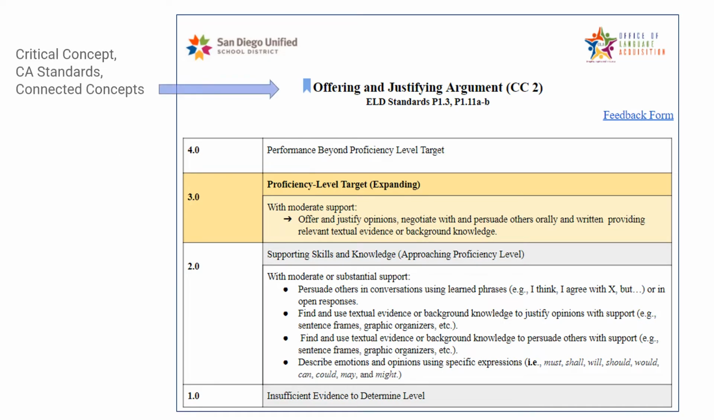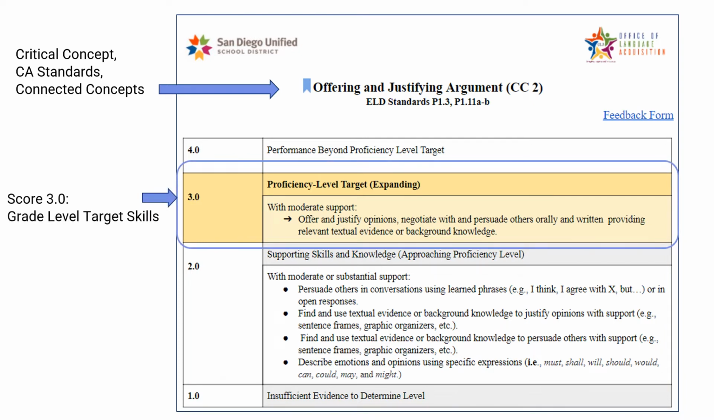At the top, you will see the title and the grade level of the critical concept and which California ELD standards are addressed in this critical concept. In this example, you see that this is the critical concept for offering and justifying arguments at the expanding level of ELD proficiency. The colored section of the scales are the proficiency level targets.